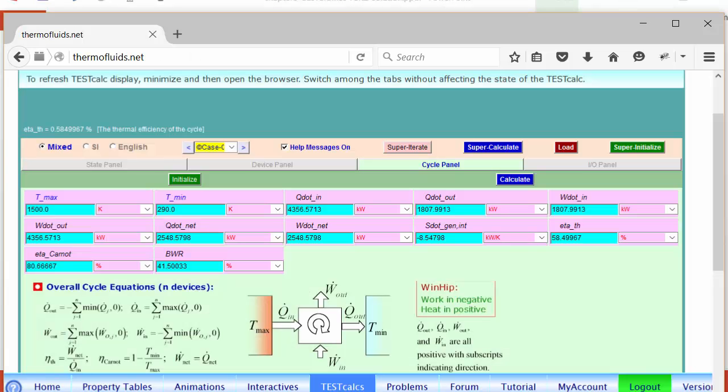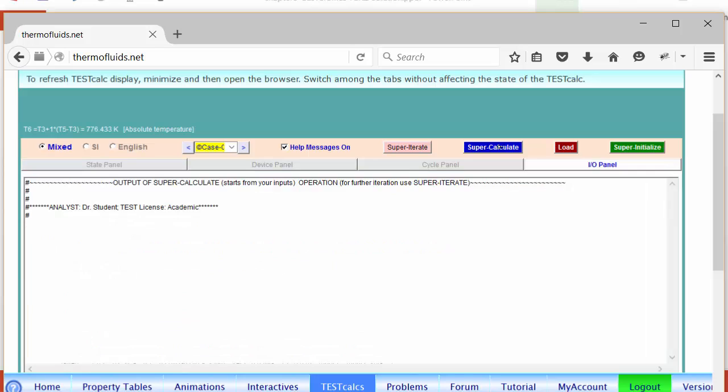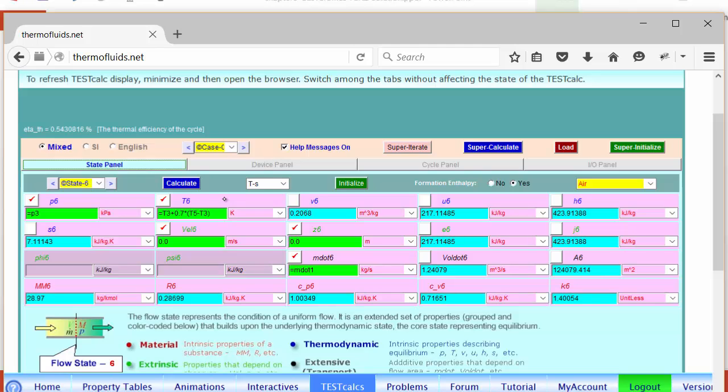Now suppose, okay, let's go back to the original problem, 0.7. So the original efficiency was, remember, 54.3%. So we are back to the original problem. Now suppose, instead of the regenerator, the compressor suddenly becomes very efficient. Where did the compressor efficiency go? Recall that when you calculated state 3, we entered the compressor efficiency here to be 90%. Suppose compressor efficiency is 100%, 1.